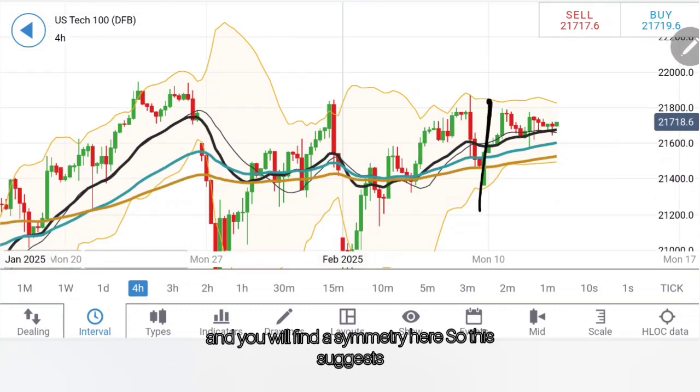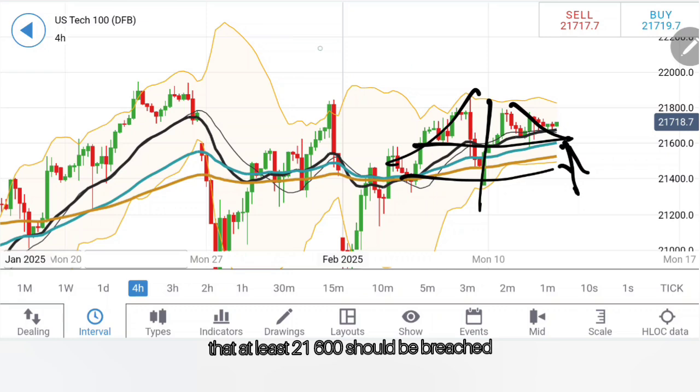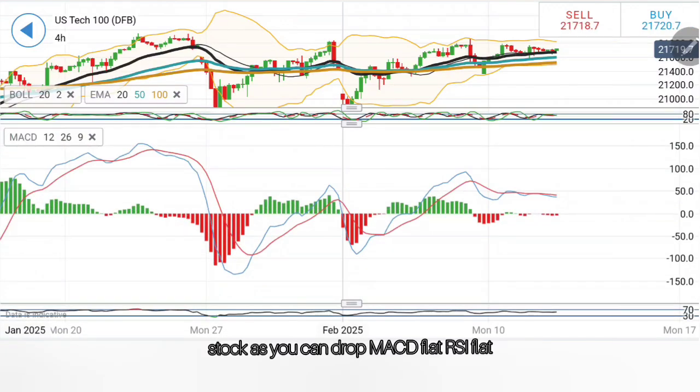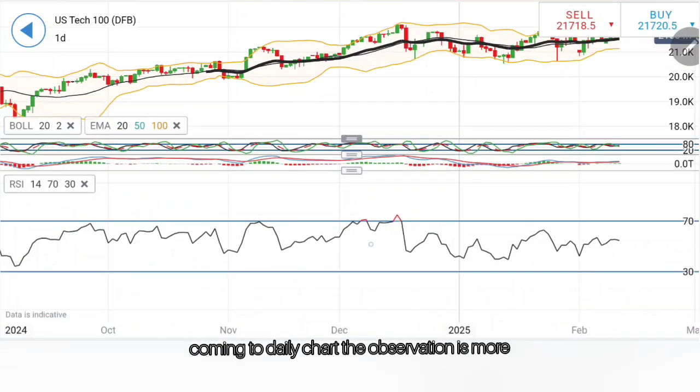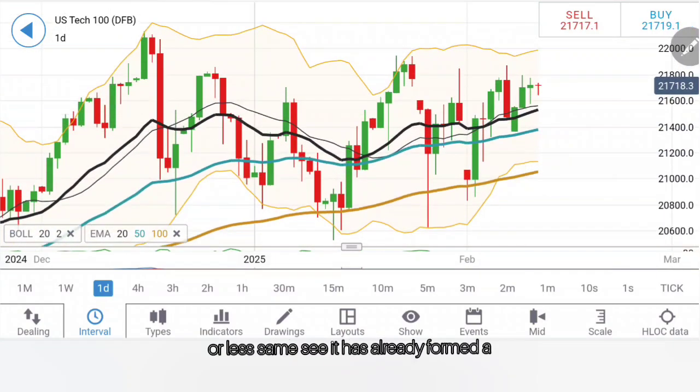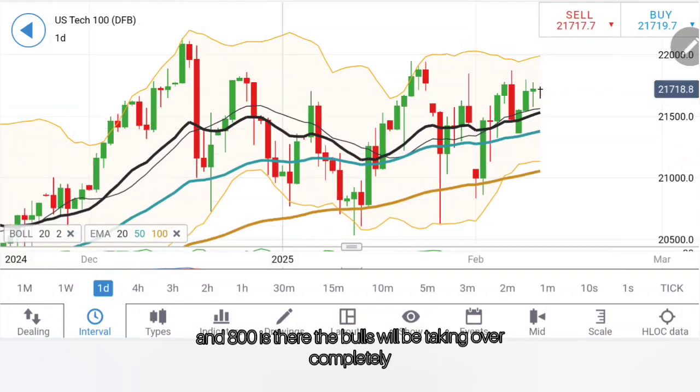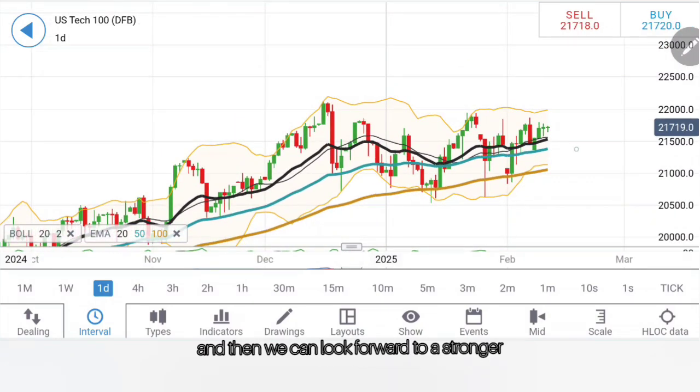Divide this into two and you will find a symmetry here. So this suggests that at least 21,600 should be breached, and then you can expect 21,400 in lower levels. Stochastic has dropped, MACD flat, RSI flat. Coming to the daily chart, the observation is more or less the same. See, it has already formed a tail waiting for a breakout beyond 21,760, and 800 is where the bulls will be taking over completely, and then we can look forward to a stronger rise.